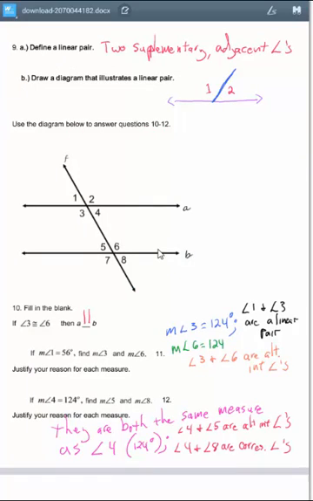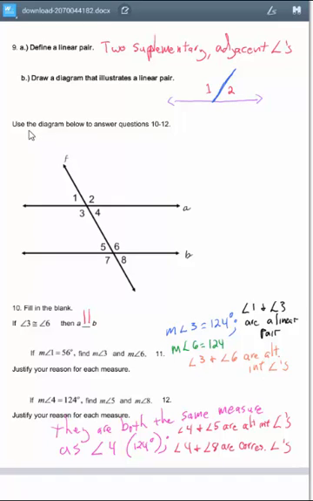All right, moving on to number 9. It says define a linear pair. A linear pair are any two angles that are supplementary and adjacent. They add up to 180 degrees and they share a common side. Draw a diagram. Well, here's our straight angle, and we have a ray coming off that straight angle. Angle 1 and angle 2 are a linear pair. They're supplementary and they are adjacent.